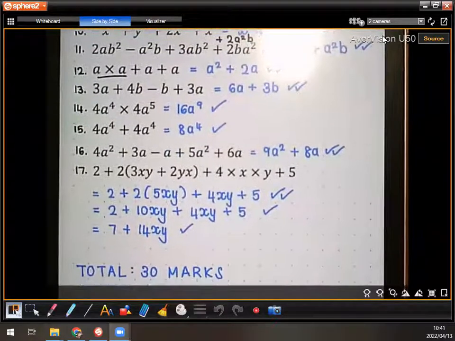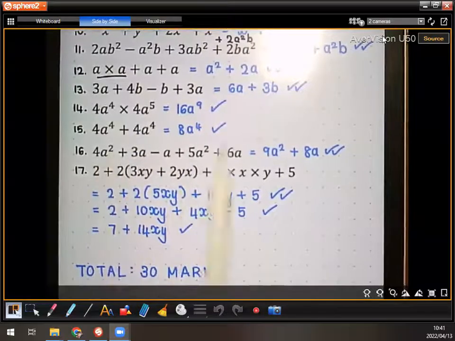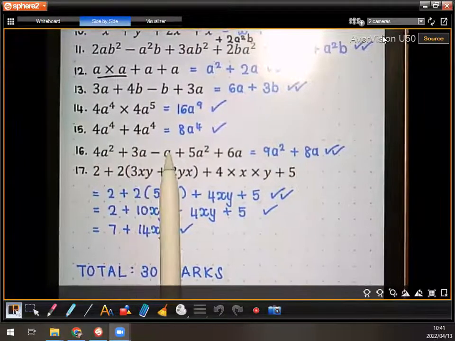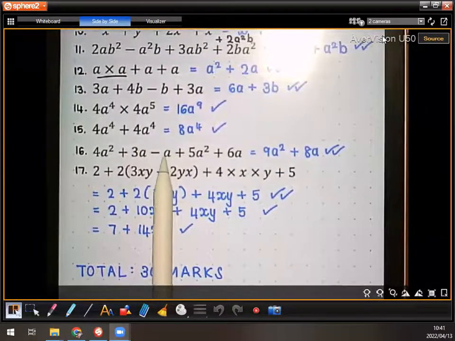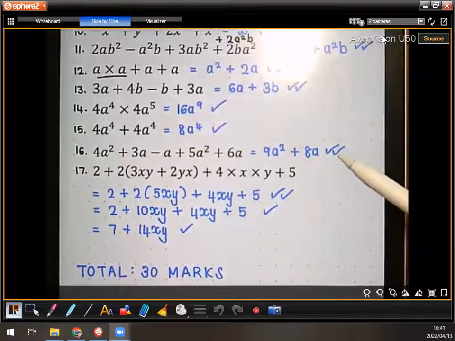The next one was another like terms question. So 4A squared plus 5A squared is 9A squared, 1 mark for that. And then you're looking at all these A's that we have to simplify. Okay, so 3A minus 1A is 2A. And then you add 6A to that. So 2A plus 6A is 8A.